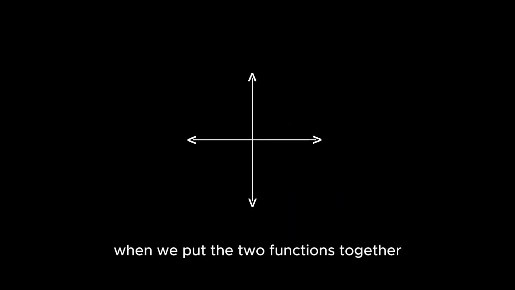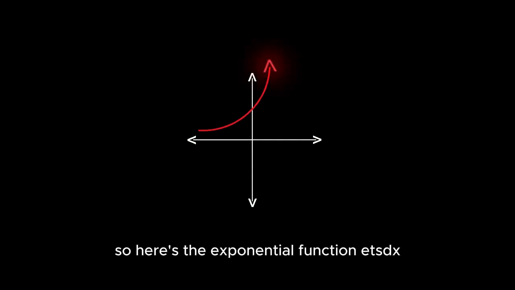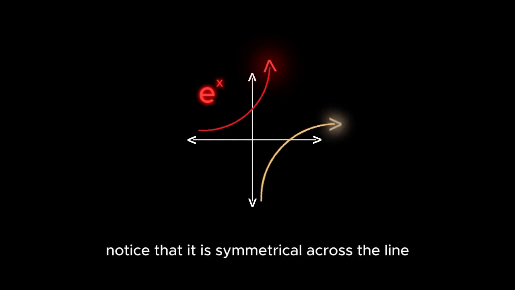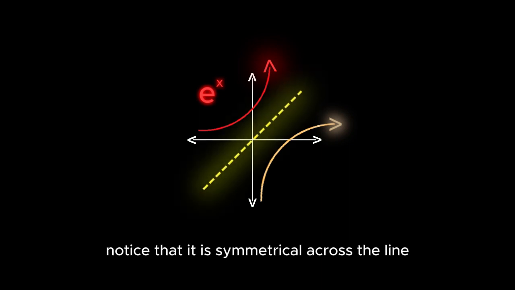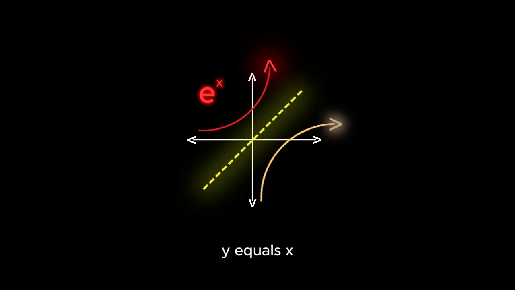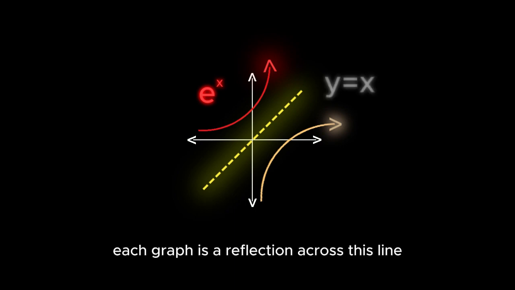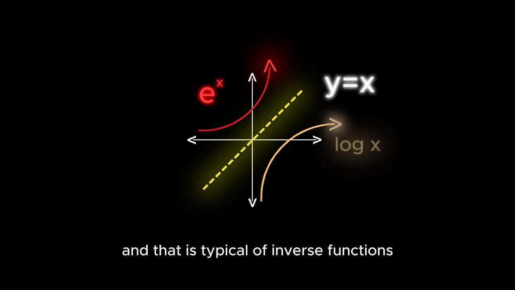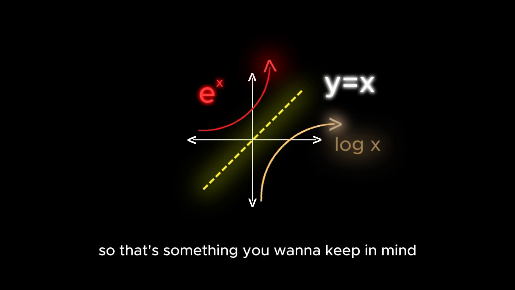Notice what happens when we put the two functions together. So here's the exponential function, e to the x. And here's the natural log function, ln x. Notice that it is symmetrical across the line y equals x. Each graph is a reflection across this line. And that is typical of inverse functions. An inverse function will reflect across the line y equals x compared to its original function. So that's something you want to keep in mind.